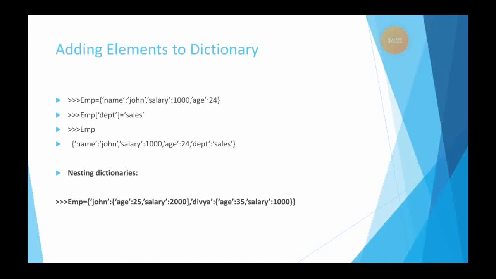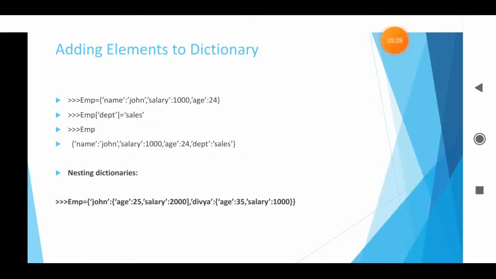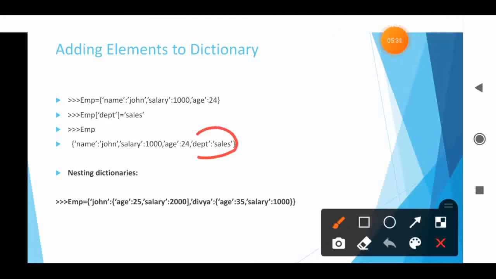The next thing is adding elements to the dictionary. How can we add elements to the dictionary? We'll see an example. Listen, I have created a dictionary called emp. Now I am going to insert one key value pair into the dictionary. What is the syntax for writing it? Dictionary name[key] = value. So what is the key? dept equal to what is the value? Sales. Now you can display the dictionary. It will display the message and also the newly inserted key value pair.